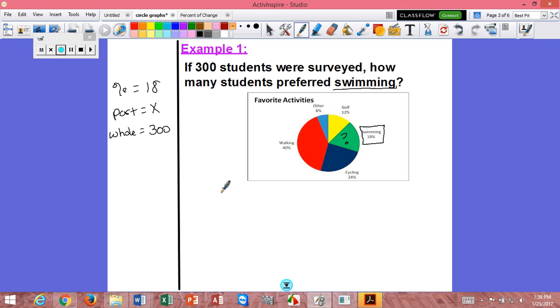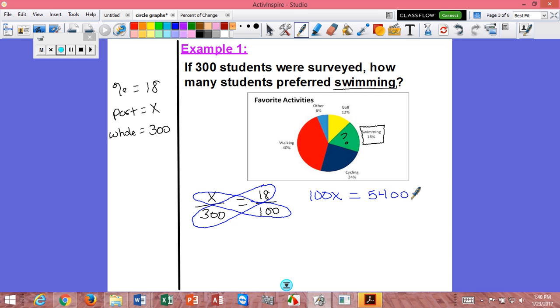So now I'm going to set up the proportion. X over 300 equals 18 over 100. Now I'm going to cross multiply. 100 times x. 18 times 3 is 54, and then I'm just going to add those two zeros. Now I want to divide and isolate the variable. And remember, we can use the zero trick here. Then I would have 54 divided by 1.